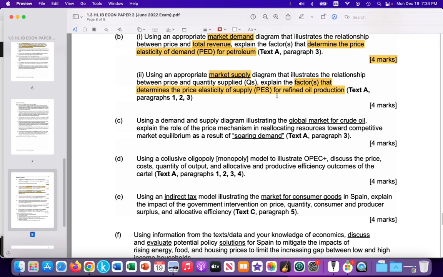So let's read through it and then highlight a few key points, and then we'll be good to go. So this question is asking us, using a demand supply diagram, so we're going to have to have demand supply put together, illustrate the global market for crude oil. That's fine. And explain the role of the price mechanism in allocating resources towards a competitive market equilibrium as a result of soaring demand. All right, as stated in text A, paragraph 3.